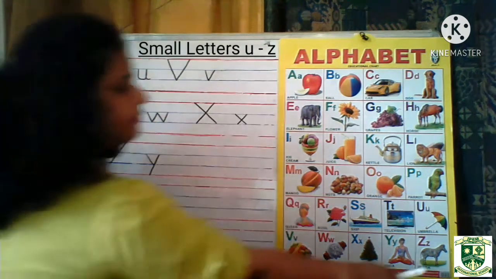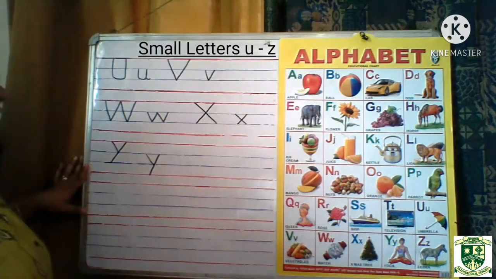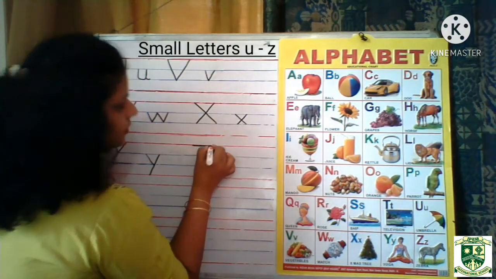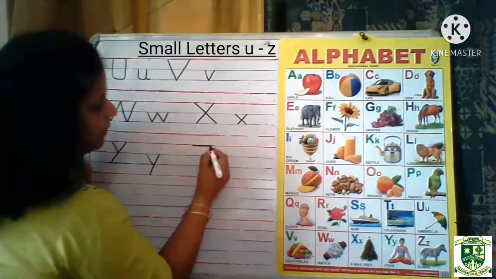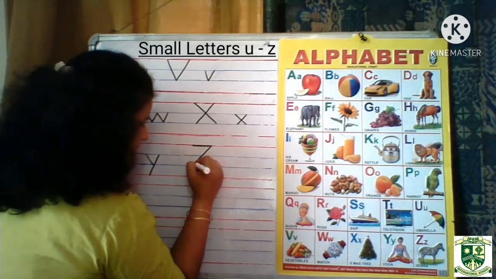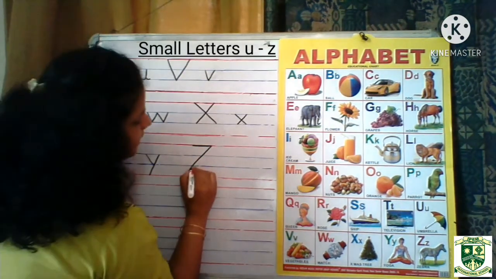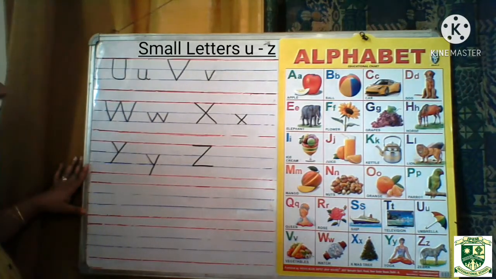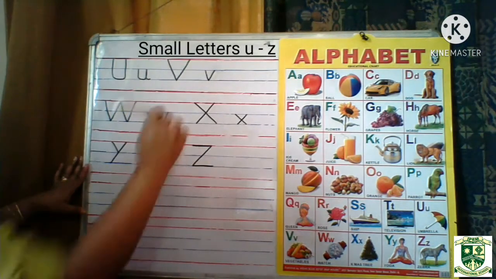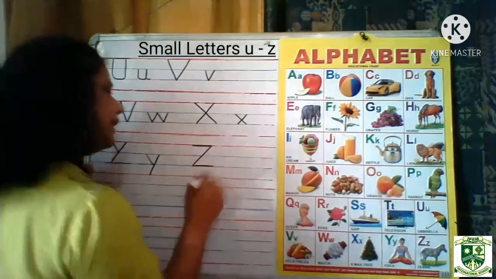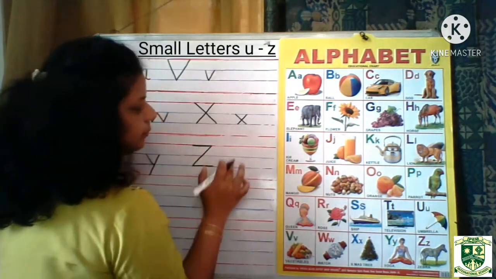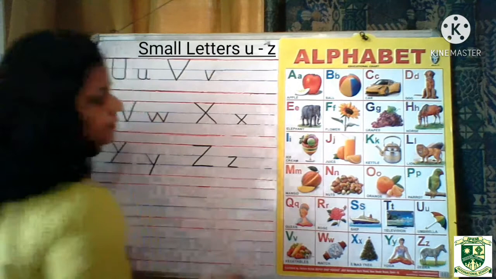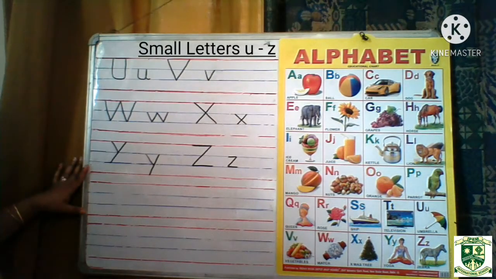Now the last alphabet is Z. How will we write Z? We'll make one sleeping line on the first red line, then make a slant line to the second blue line, then again make a sleeping line on the second blue line. This is how we'll make capital Z. Now how will we make small z? Same pattern in between the two blue lines, sleeping line, slant line, and again a sleeping line. This is how we'll make small z.